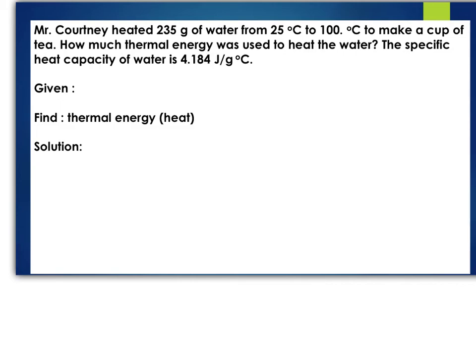So we need to look at all the information that we're given in this question. We're given the specific heat capacity, we're given temperature, and we're given mass. So mass is 235 grams. The initial temperature, T1, is 25 degrees Celsius. Our final temperature, T2, is equal to 100 degrees Celsius. And we want to find the thermal energy.